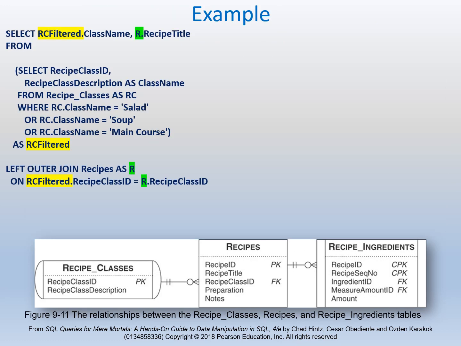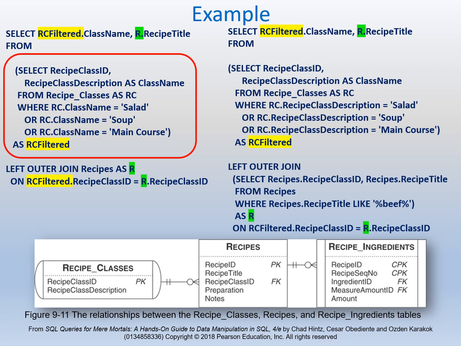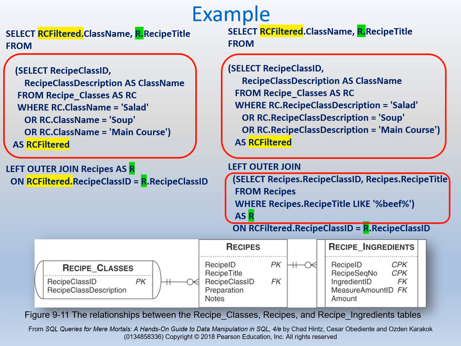Let's look at examples of embedded select statements. In the first select statement, we see an embedded select statement in the from clause. In the second select statement, we see two embedded select statements, one in the from clause and one in the left outer join clause.